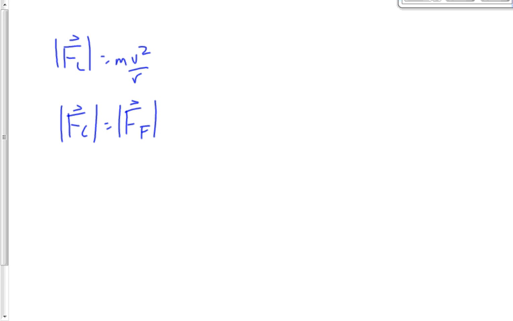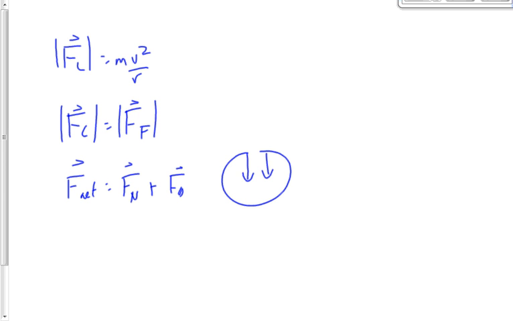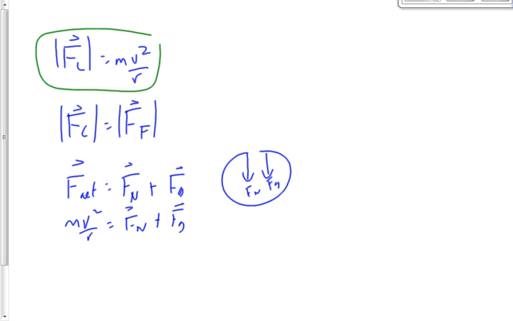And finally, there's the last type of problem that we did, where we have more than one force acting to cause it to go in a circle. Generally that appears when we have a vertical circular motion problem. For vertical circular motion, we say F net is equal to the sum of the forces. That would be Fn plus Fg, right? Because we're always dealing with those same two forces, whether you're at the top or the bottom. And then we're going to say mv squared over r is equal to Fn plus Fg.